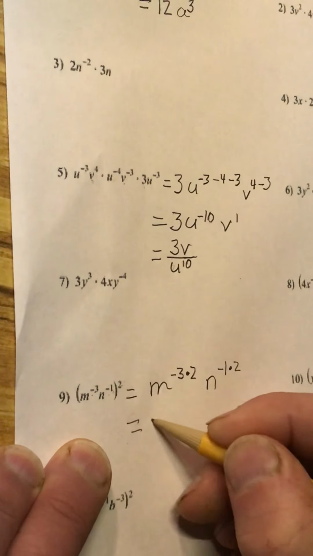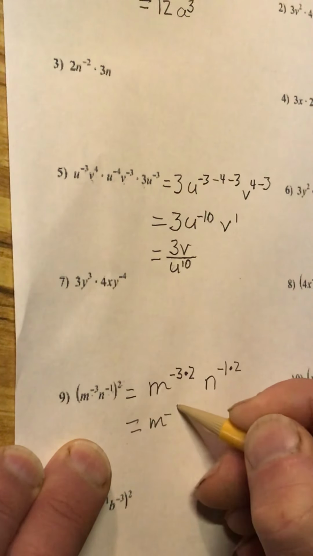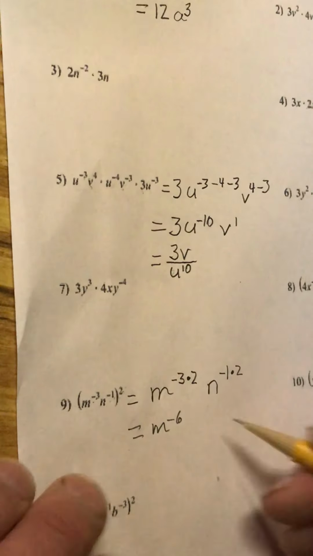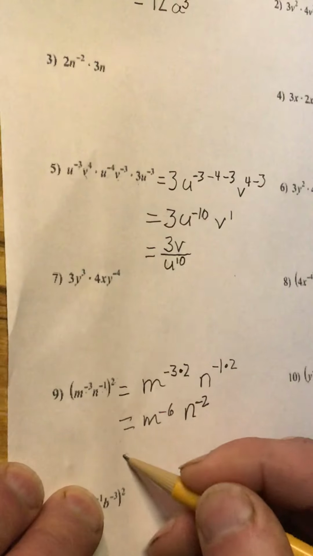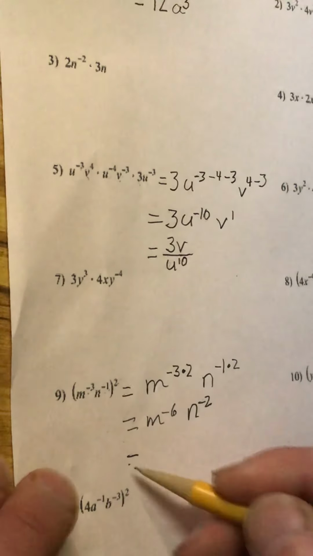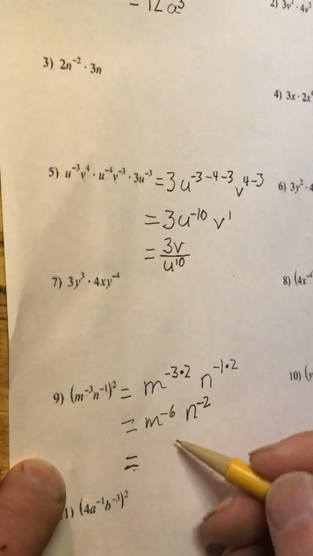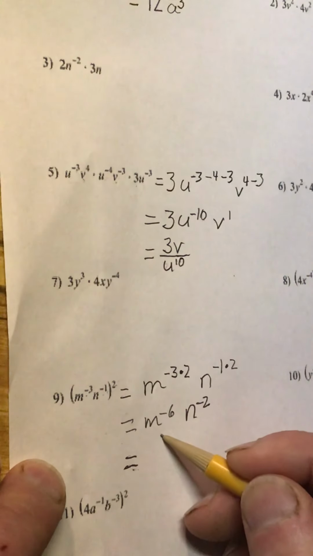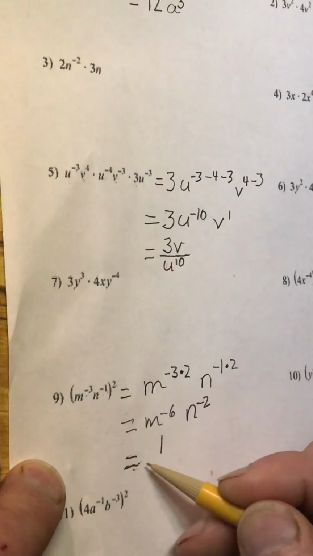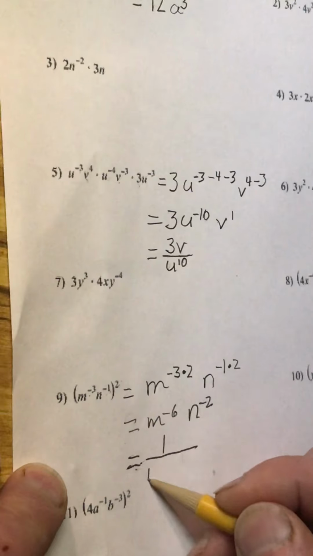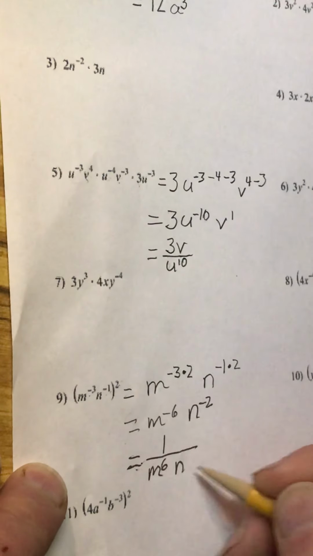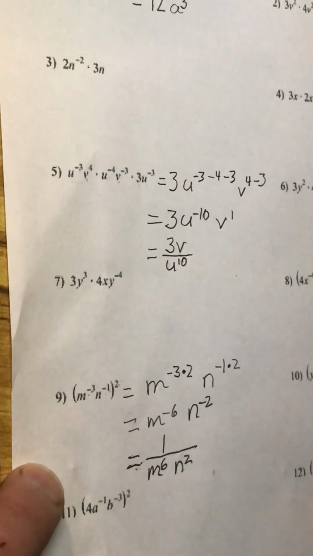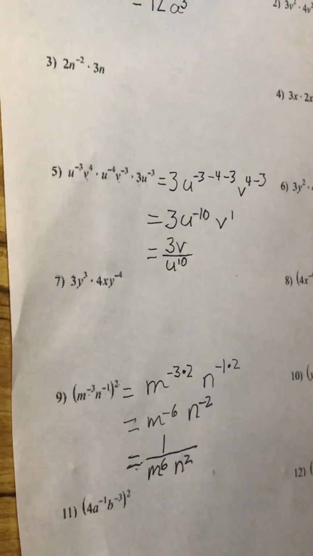Okay, that gives me m to the negative 6th, n to the negative 2. And since both of these are negative exponents, we're going to move them both to the bottom to make them positive. So it'll be 1 over m to the 6th, n to the second. Okay, so I'm going to leave the rest of these for you guys to do.